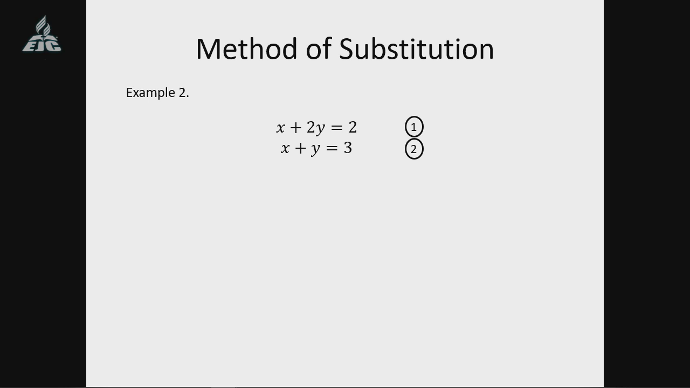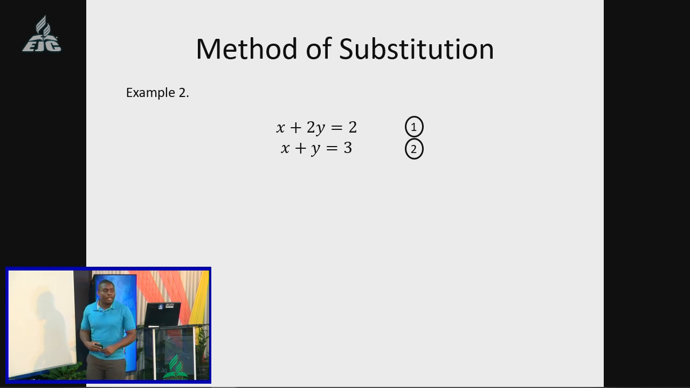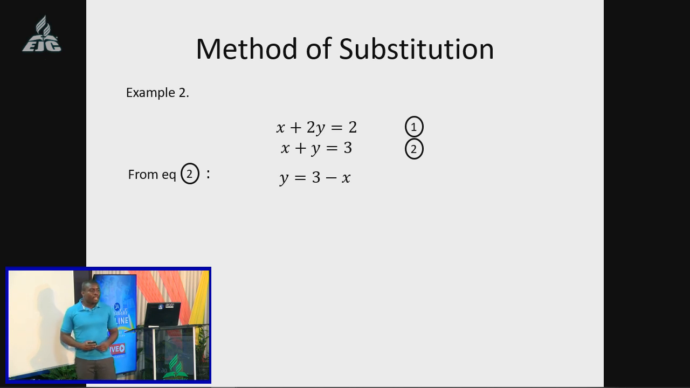So we have here x plus 2y equals 2 and x plus y is equal to 3. Now, this time I'm going to express y in terms of x. So I take equation 2. From equation 2, y is equal to 3 minus x, because equation 2 was stated as x plus y equals 3, and so we transpose x to the other side of the equation. So we can say that 3 minus x is given as an expression of y. So we're going to substitute 3 minus x into our untouched equation, which would be equation 1 in this case.